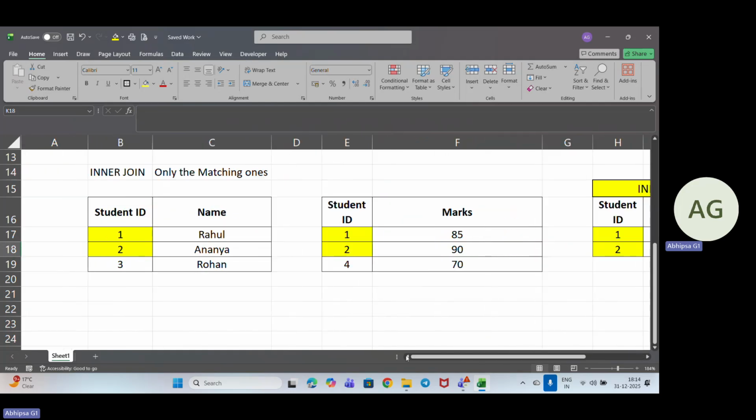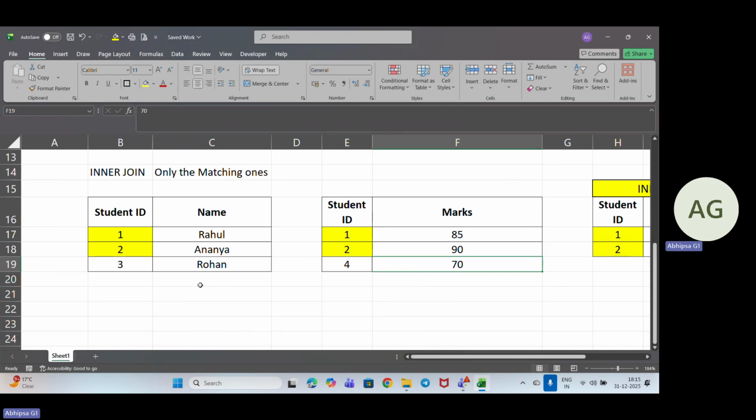Now, if I need to go deeper, you can see that Rahul has no marks that need to be removed. His marks have been given because his ID is one, and this student ID one is also available in marks. So we have student ID one, named Rahul, with marks 85. For student ID 2, Ananya, we have her marks, that is 90. But for Rohan, we don't have marks, and for the student whose marks are 70, we don't have the name of the student.